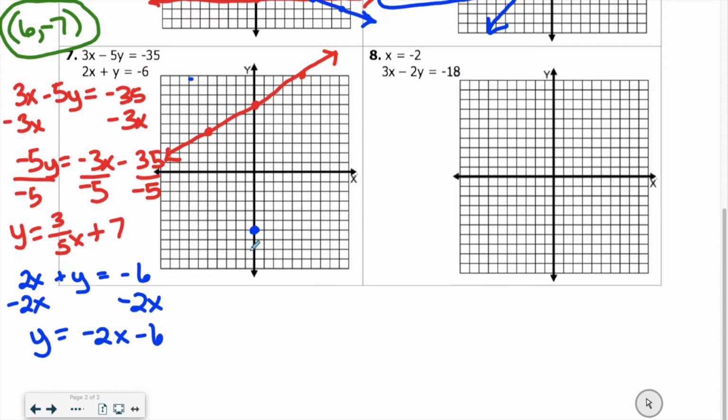And we go down 2 over 1. Down 2 over 1. We're going to go over 1 up 2 to get to the other point to the left. There's our point of intersection. So that's our solution.